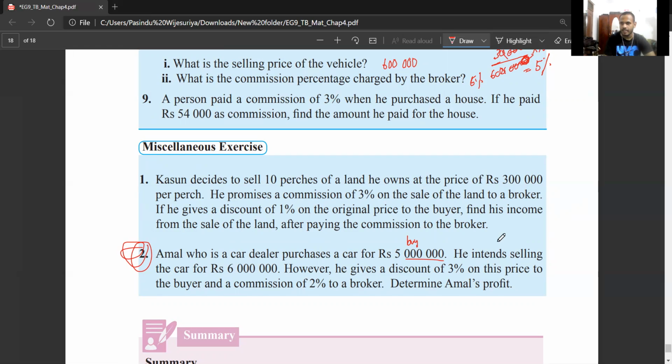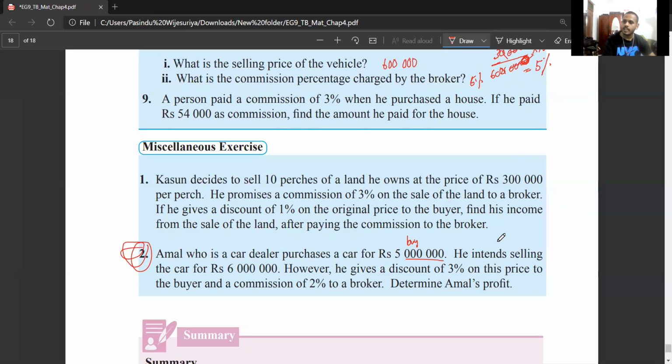So we have to remember that when he gives a discount, when considering Amal's profit, he gives a discount of 3% on this price to the buyer, and a commission to the broker. Amal has to pay a commission to the broker. If Amal is paying, it means Amal's profit is decreasing. Both, because Amal is the one who is giving a discount. Amal is not receiving a discount.